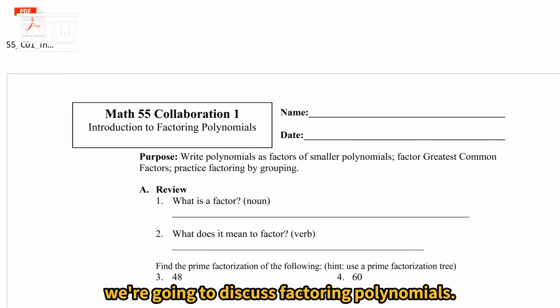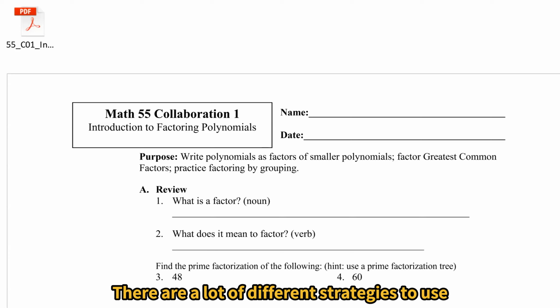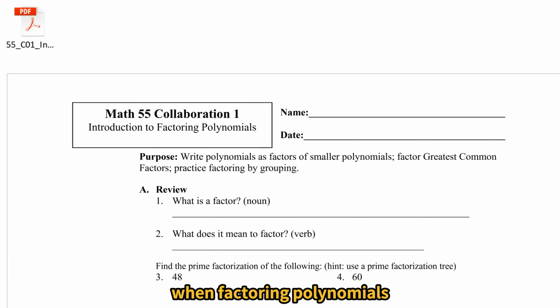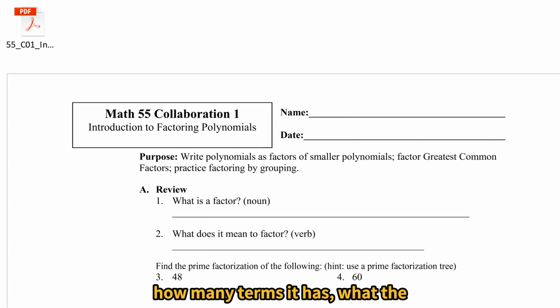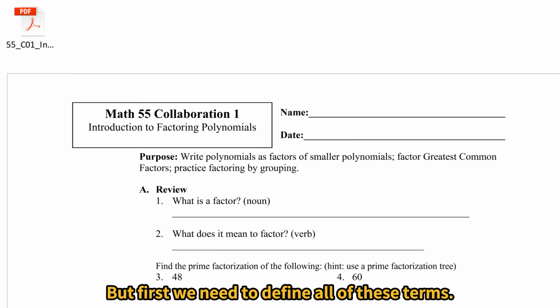In this lesson, we're going to discuss factoring polynomials. There are a lot of different strategies to use when factoring polynomials, and it all depends on what the polynomial looks like, how many terms it has, what the coefficients are made of. But first, we need to define all of these terms.